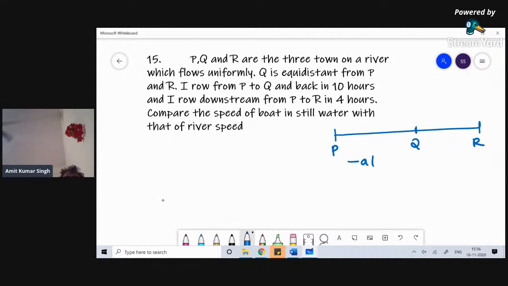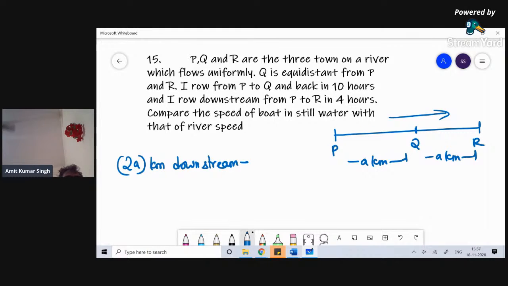So suppose this is a kilometer. I row from P to Q and back in 10 hours, and I row downstream from P to R. It is given downstream, so like 2a kilometers downstream, you take 4 hours. So a kilometer downstream means you're going to take 2 hours.